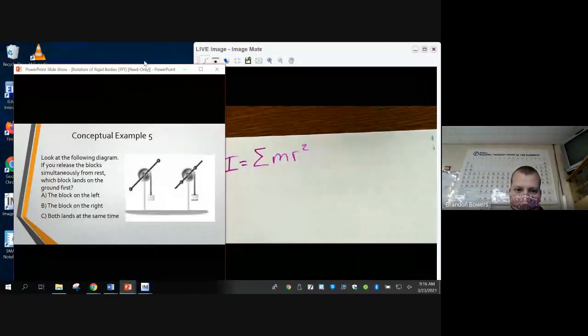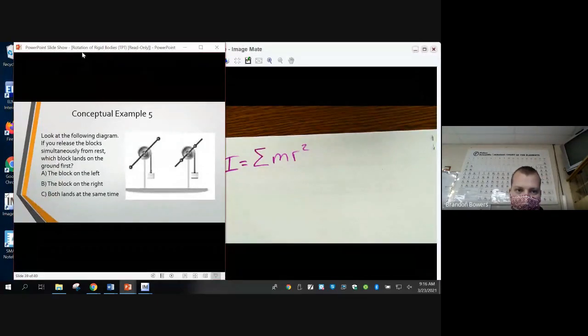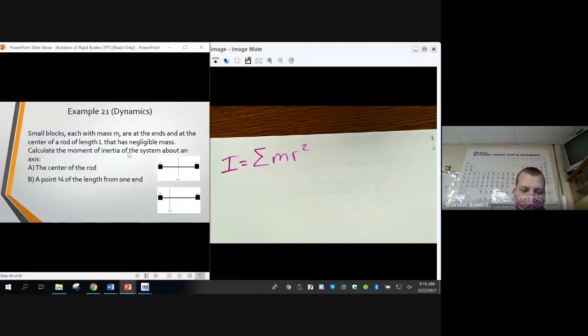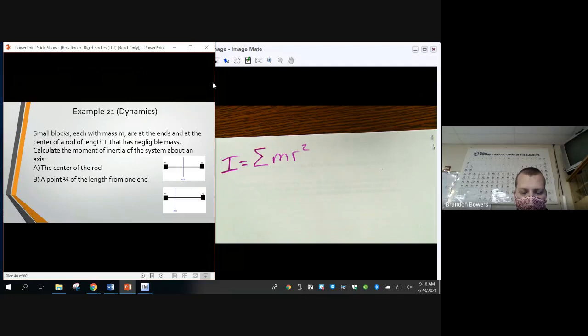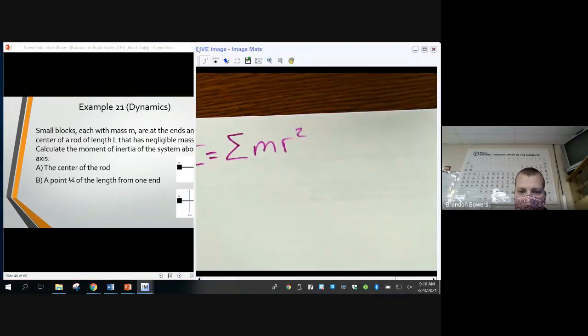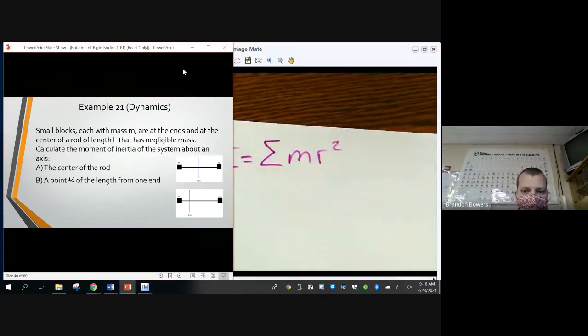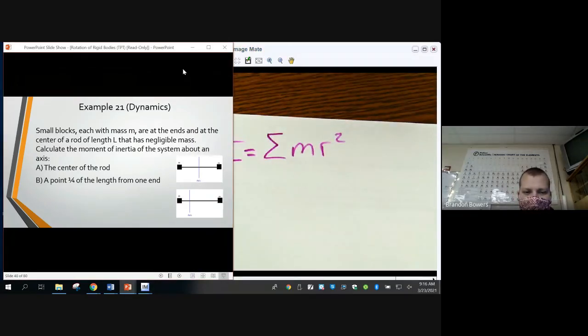Example number 5. Crushed it. Let's go to number 6. Oh, no, we're not. Let's go to 21. Okay, small blocks. Small blocks, each with mass m, are at the ends of a rod of length L that has negligible mass. Calculate the moment of inertia of the system about the axis through the center.